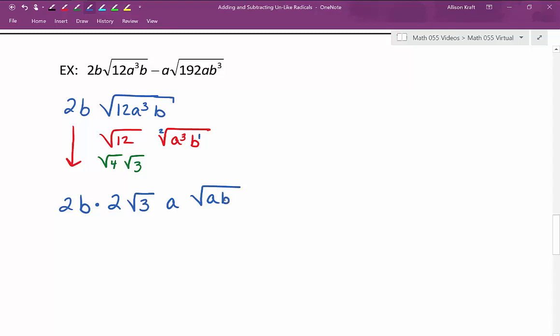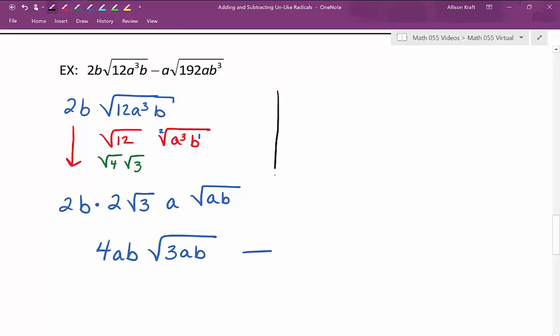So let's clean all this up. We want to multiply everything that's outside of the radical together and everything that's underneath the radical. Let's put it into a single radical. This becomes 4ab times the square root of 3ab.